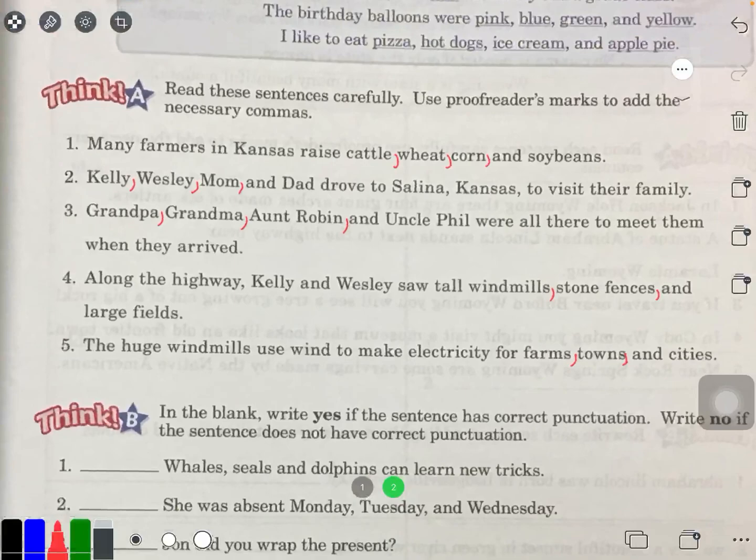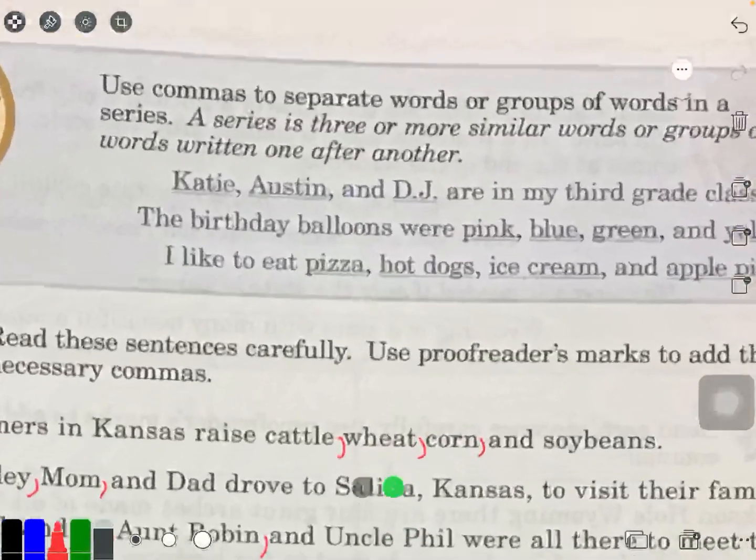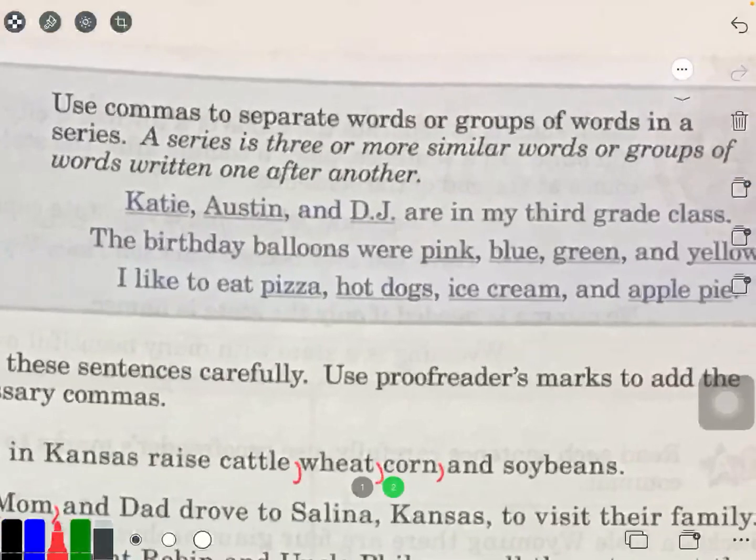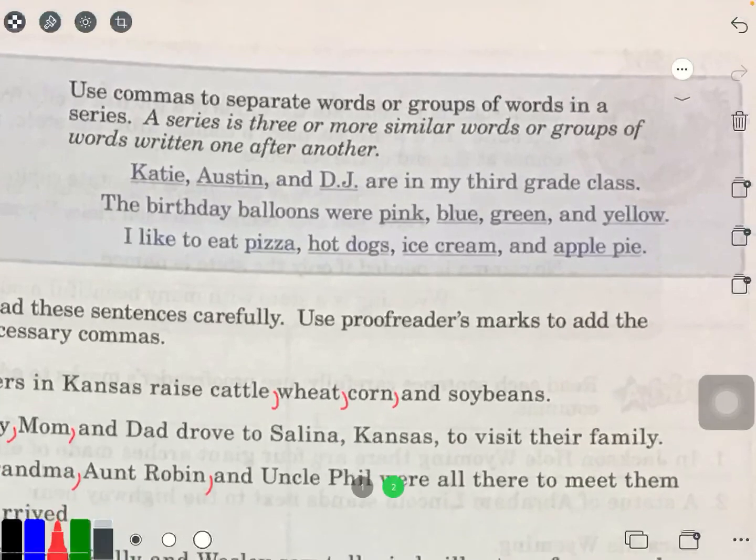So this was level 3. We use the rule here. We use commas to separate words or group of words in a series. Series meaning when you're listing things. And we don't use a comma after the word and. We don't need to put a comma after and when we're listing things because it's not an item.